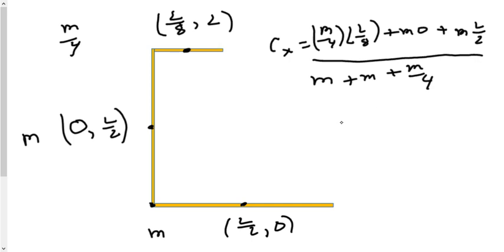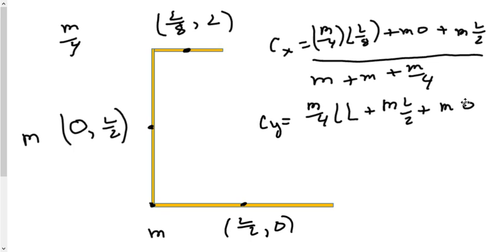m divided by 4. Now what about the center of mass in the y direction? Well, we need to multiply their masses times their coordinates. So that's going to equal m over 4 multiplied by L, plus L divided by 2 multiplied by m. Okay, then plus m times 0. And I think I'm missing a parenthesis here.